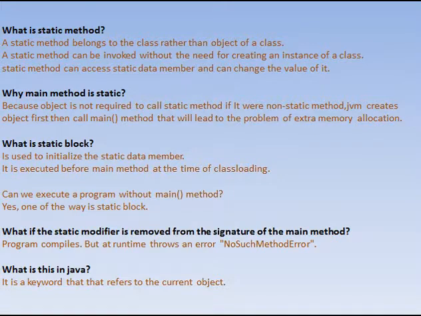Why main method is static? Because object is not required to call static method. If it were non-static method, JVM creates object first then call main method. That will lead to the problem of extra memory allocation.